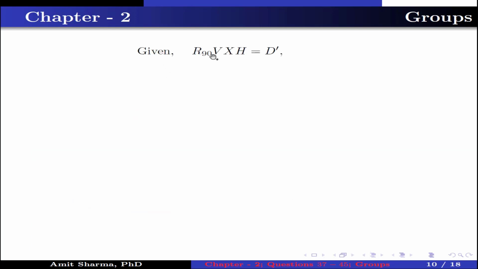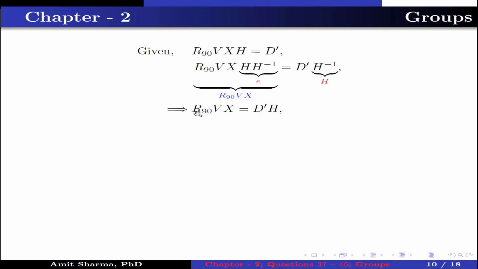Now given R90 VXH is equal to D dash. Now multiply H inverse on both sides, we get R90 VXH into H inverse is equal to D dash H inverse. Here H into H inverse is equal to identity and R90 VX into identity is equal to R90 VX. Now H is self-invertible. This implies H inverse is equal to H. This implies R90 VX is equal to D dash H.